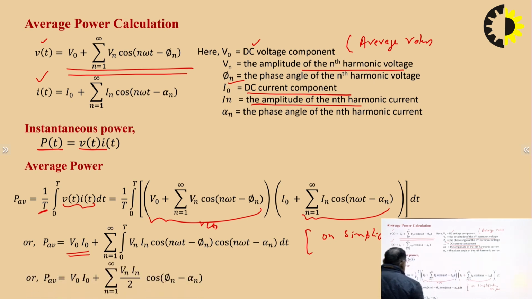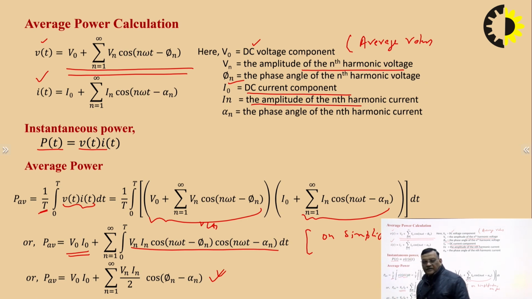So, this is the average power. If we simplify this, we get this. This is the expression for average power in the case of a non-sinusoidal periodic waveform; we get it in this format. This is Vn In upon 2 cos of phi n minus alpha n, the difference of the phase angle of the nth harmonic of the voltage and the phase angle of the nth harmonic of the current.